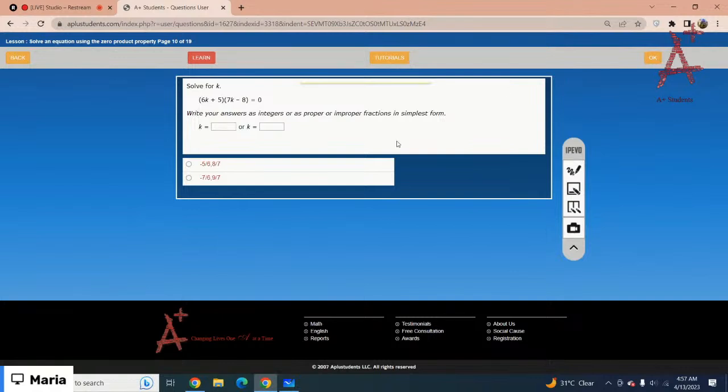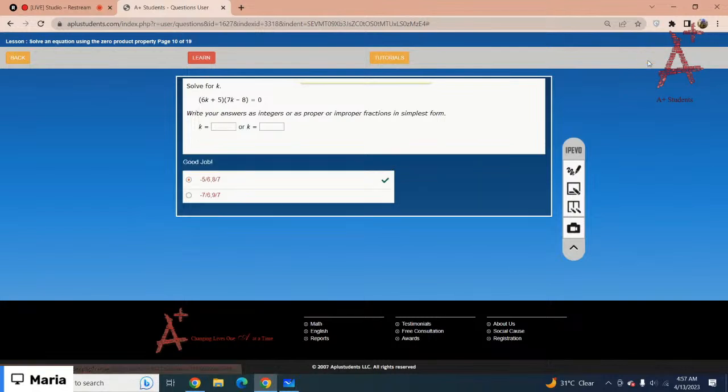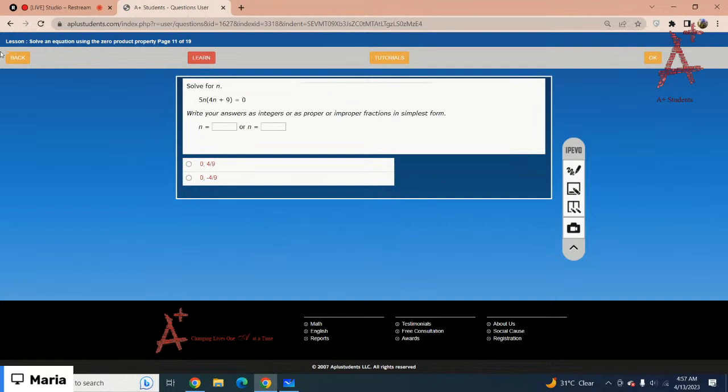The correct option is option number 1, negative 5 over 6 and 8 over 7. Got it? Okay, you can complete the test by yourself later today. Let me just move on to the next lesson.